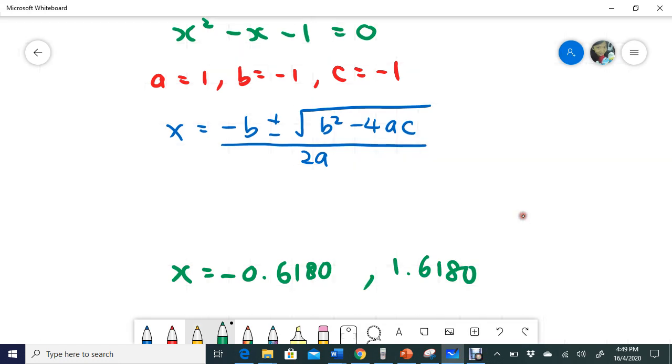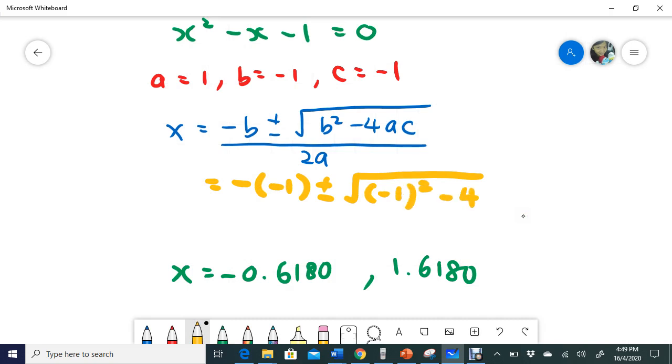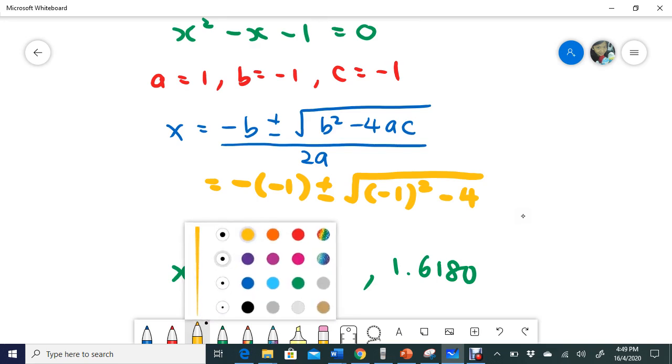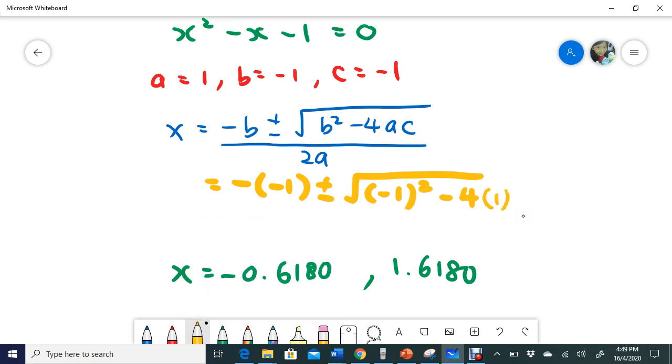So you just add on one more step, that is the substituting. So what is your b? -1. What is your b? -1, minus 4, your a is what? 1. Your c is -1. Divide by 2, 1. That's it, to get the answer. So that's overall for question 3a.